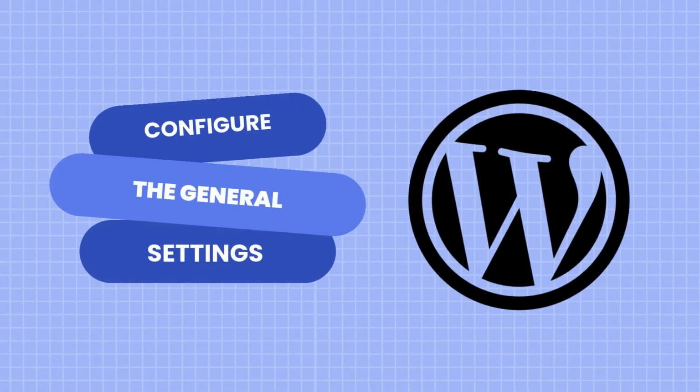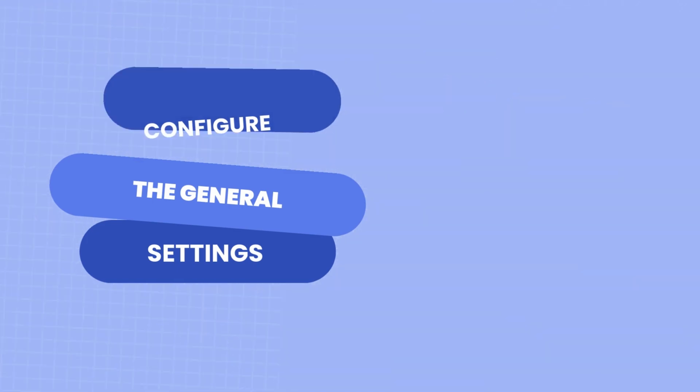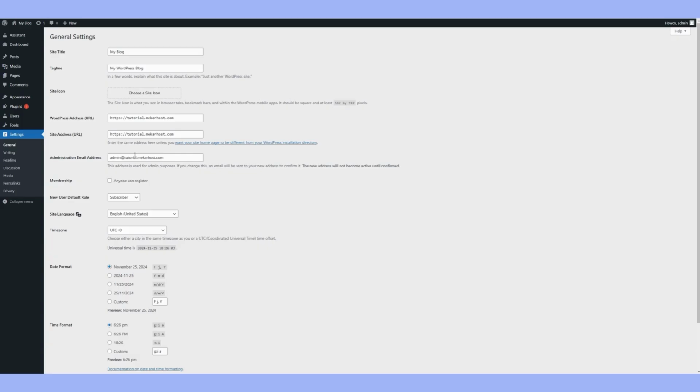In this video, we're covering how to configure the general settings in WordPress. These settings are the foundation for your site, so let's make sure they're set up just right. To access General Settings, head to the Settings tab in the left-hand menu and click General.